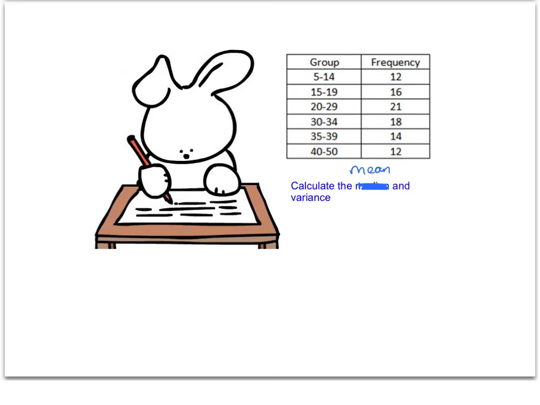So your turn. Here's some data that I've made up, some group data. You're going to try and find the mean and the variance. So pause the video, follow the steps that I've just done with the other example, and then unpause and check your answers.